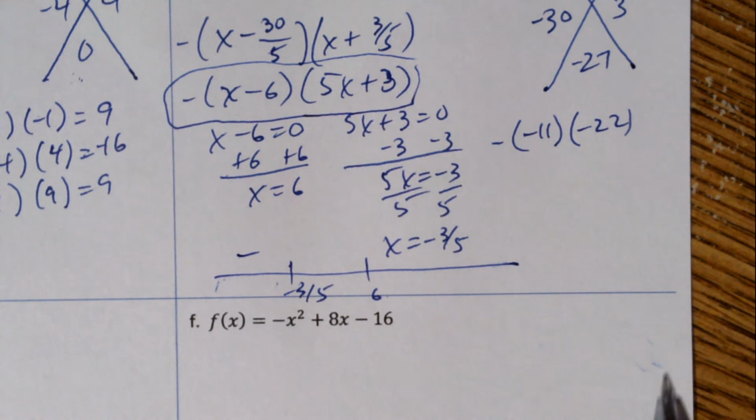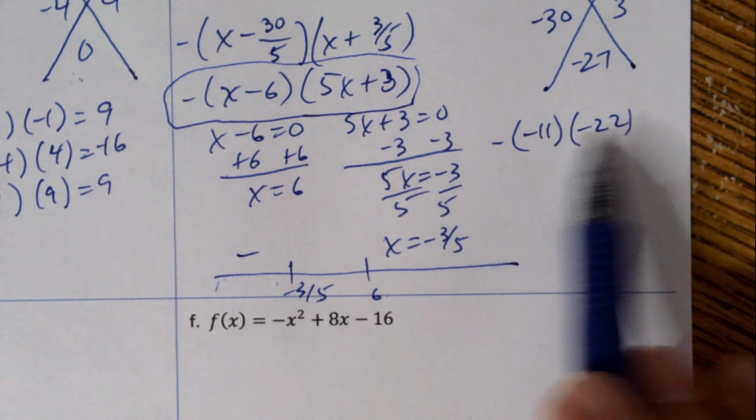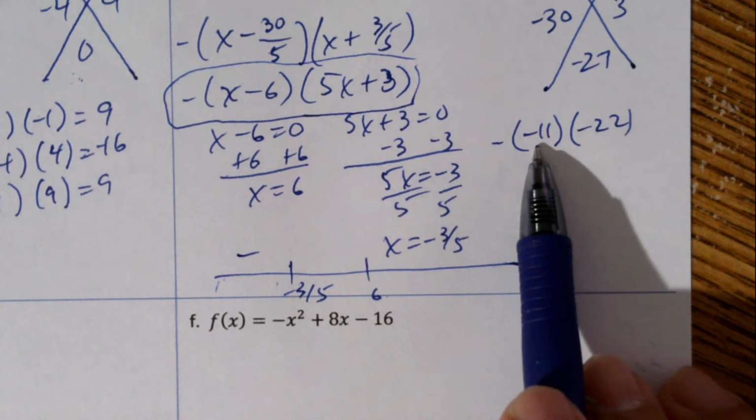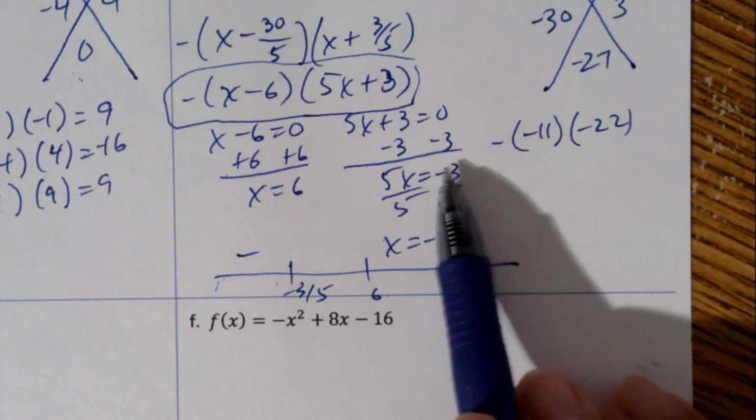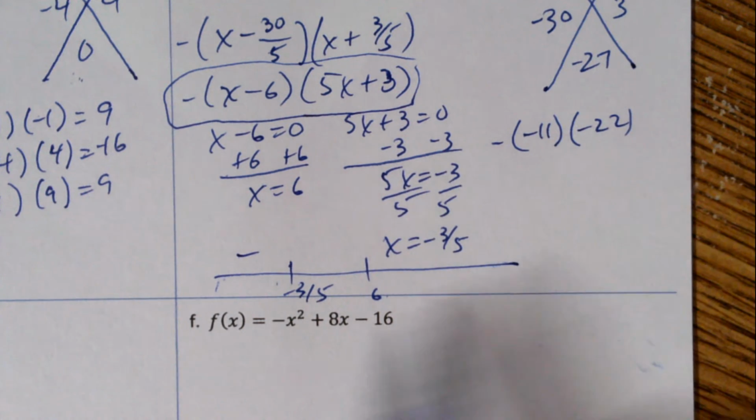11 times 22 is like 242. Okay? Don't quote me on that. I'm not sure. All right. But I know it's going to be negative because negative times negative is positive, and then positive times negative is negative. So it's three negatives together make a negative.